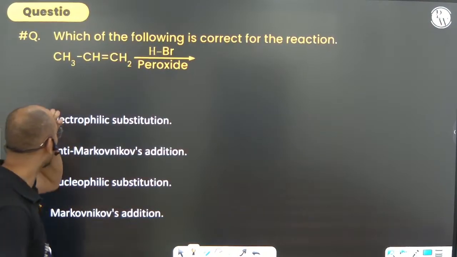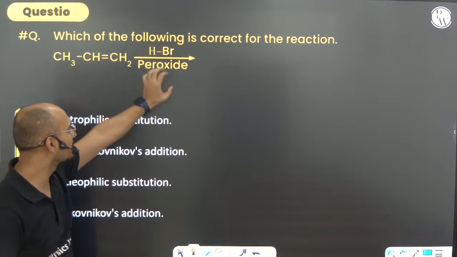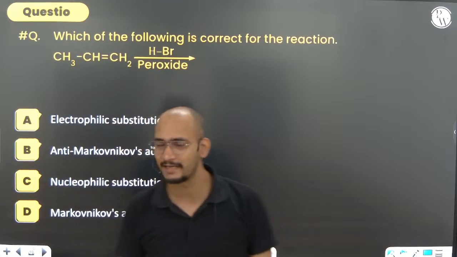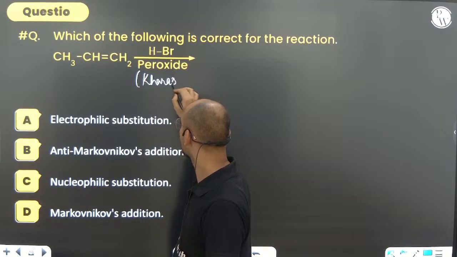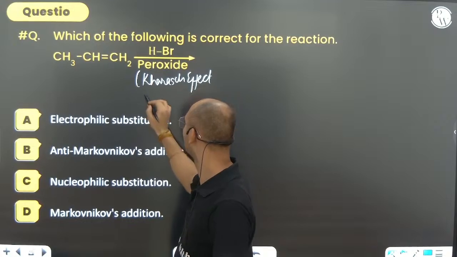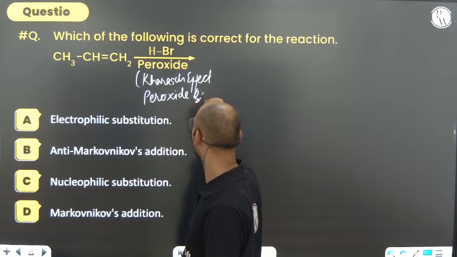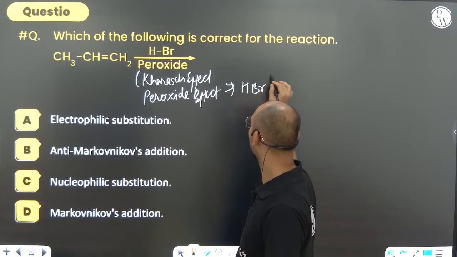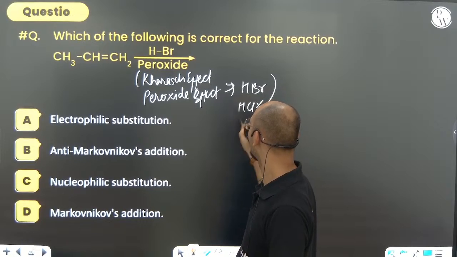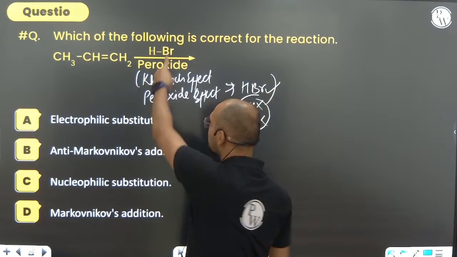Any doubt? No doubt. Which of the following is correct for the reaction? For this reaction, HBr plus peroxide. So what does it want to say? It wants to show the Kharash effect, also called the peroxide effect. Peroxide effect only works on HBr, not on HCl, not on HI. HI और HCl पे नहीं काम करता है, only on HBr. Is there HBr? Yes. Is there peroxide? Yes.